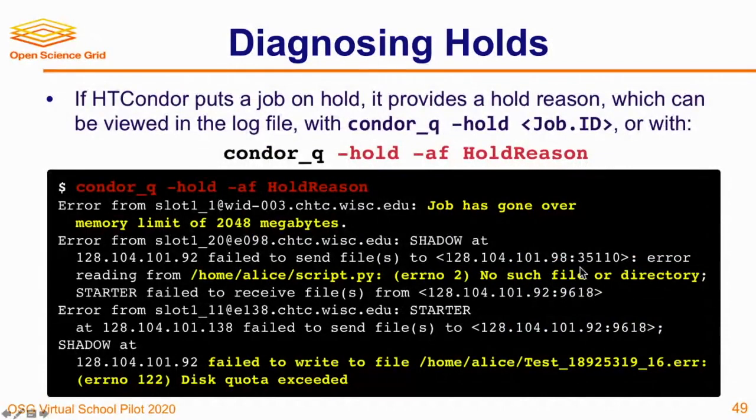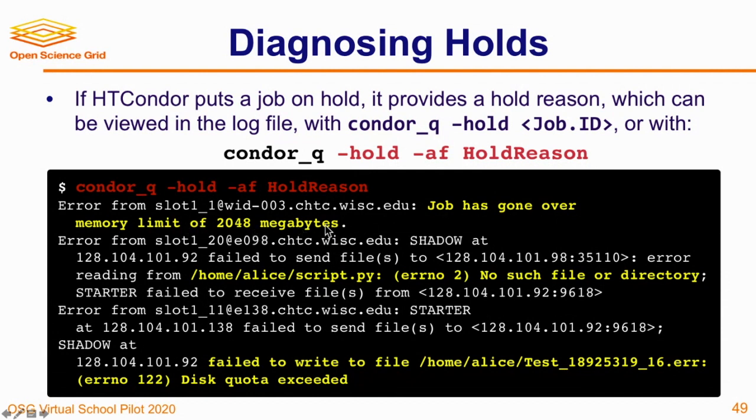For diagnosing holds, you can view that hold reason in the log file with condor_q -hold, which you could give a specific job ID. But if you do that without the job ID, it'll tell you about all your jobs, including their hold reason. Or you can view just the hold reasons without any other information from the queue by doing condor_q -hold, so tell me just about my held jobs, and then -autoformat just the hold reason.